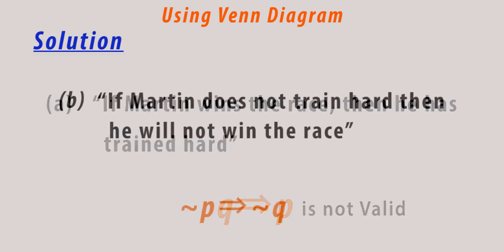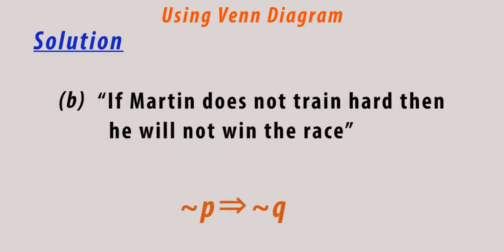B. If Martin does not train hard, then he will not win the race. This means not P implies not Q. The statement is not valid because we were told that P implies Q, and we were not told that this means not P implies not Q. Let's take the third one.